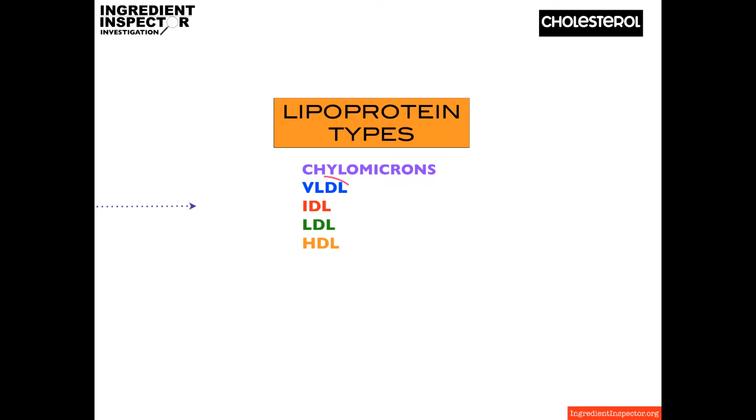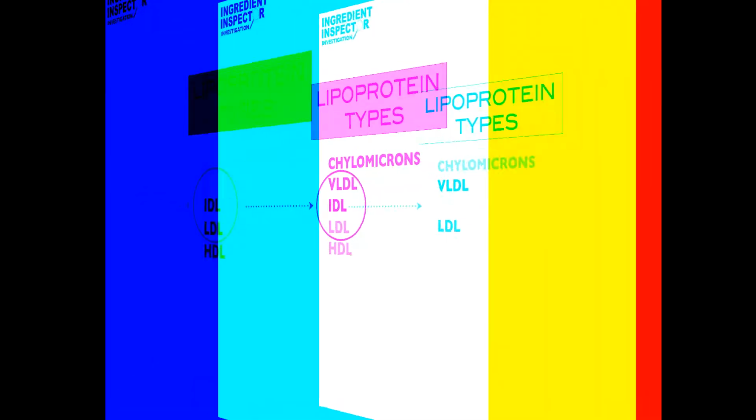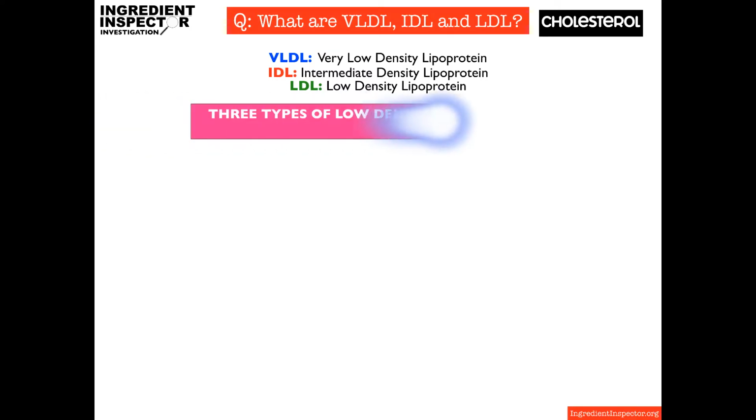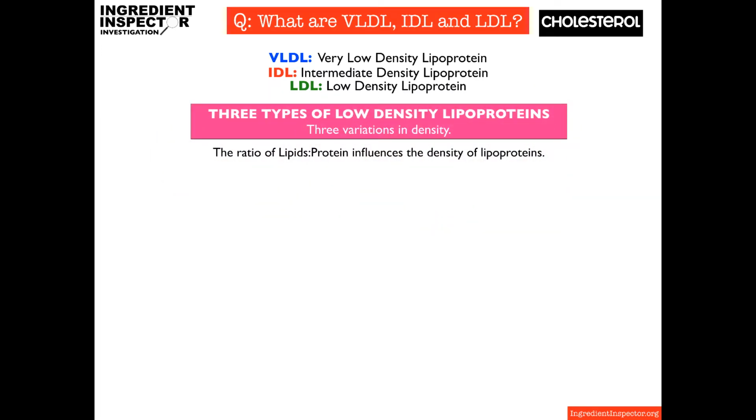So let's take a look at VLDL, IDL, and LDL. What are VLDL, IDL, and LDL? Very low density lipoprotein, intermediate density lipoprotein, and low density lipoprotein. So 3 types of low density lipoproteins, 3 variations in density. The ratio of lipids to protein influences the density of these lipoproteins, but this trio is interrelated. VLDLs become IDLs, which become LDLs.